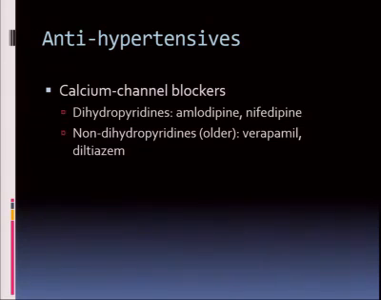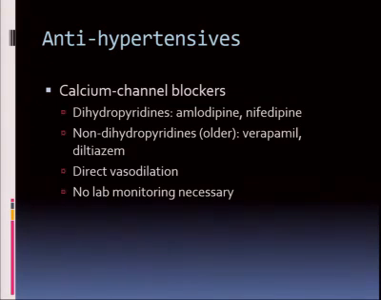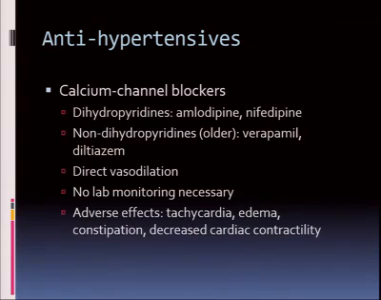Next, calcium channel blockers. There are two classes, kind of the new and the old: the dihydropyridines, which are amlodipine and nifedipine, which are what we use most often now, and then the older class, which is verapamil and diltiazem. These are direct vasodilators. This is often our first line because when we don't know exactly what's going on but we want to lower blood pressure, we often go to calcium channel blockers because they're incredibly well tolerated. They really don't require any lab monitoring at all.